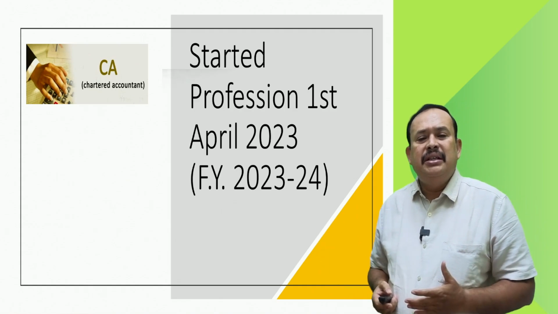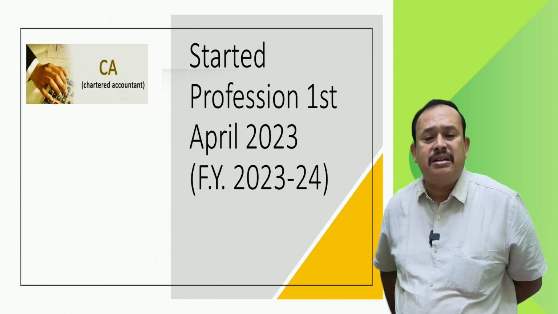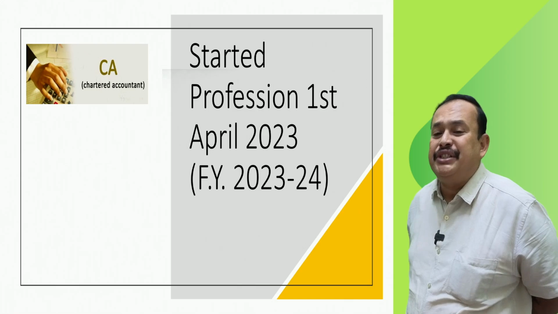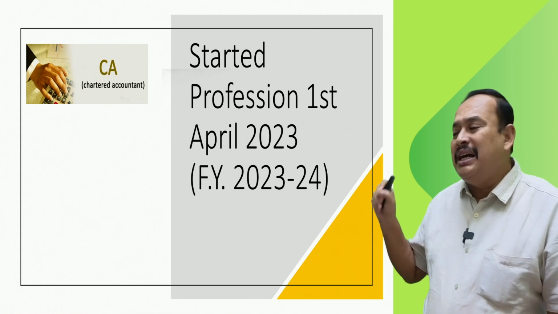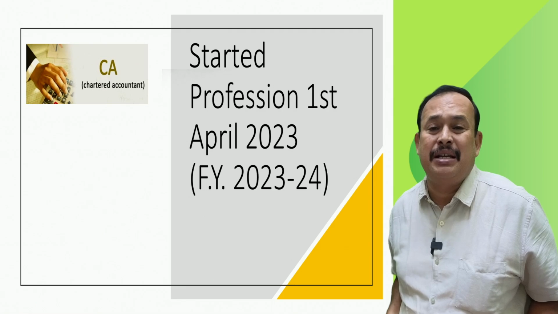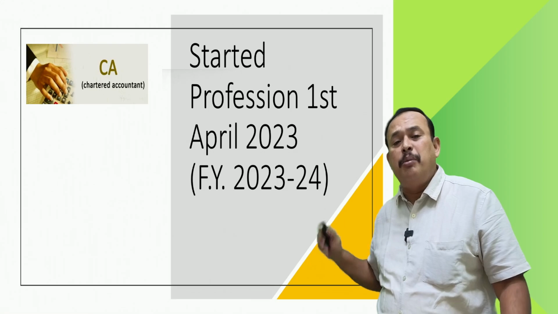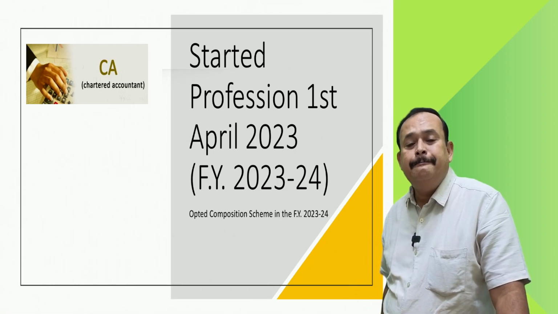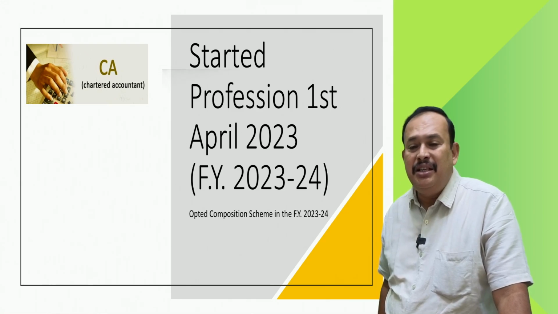Mr. C is a practicing chartered accountant. He started his profession from 1st April 2023. So in the year in which he started the profession, obviously he is eligible for the composition scheme because his previous year turnover is nothing, which is zero. He opted for the composition scheme in the year 23.